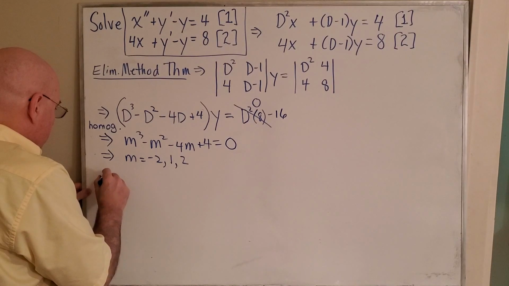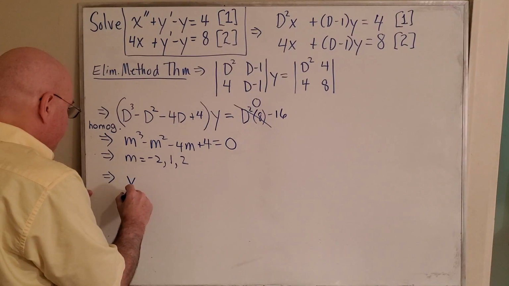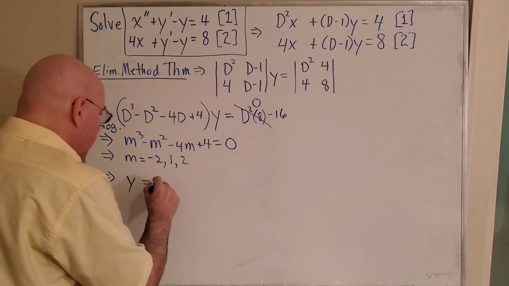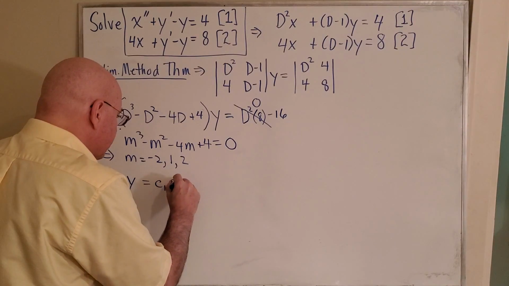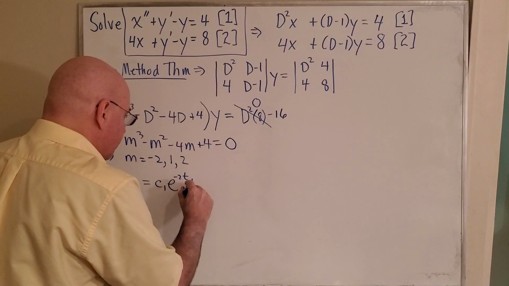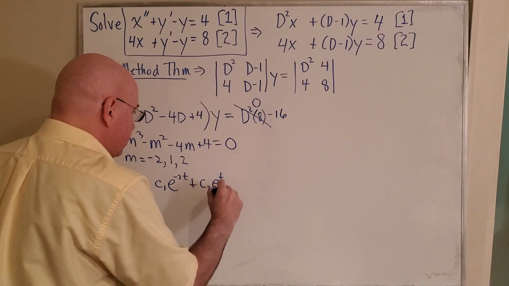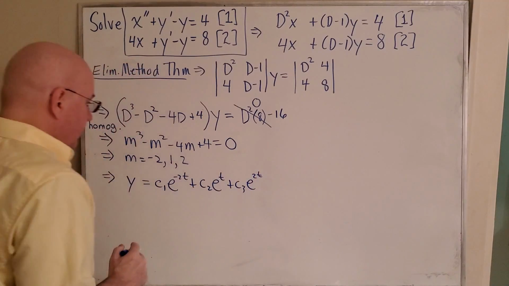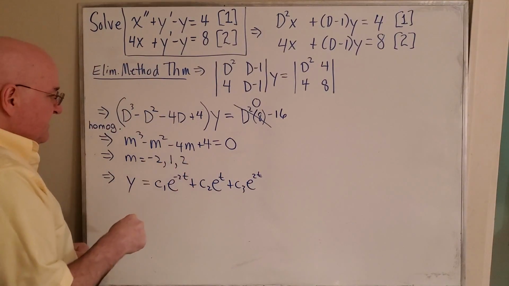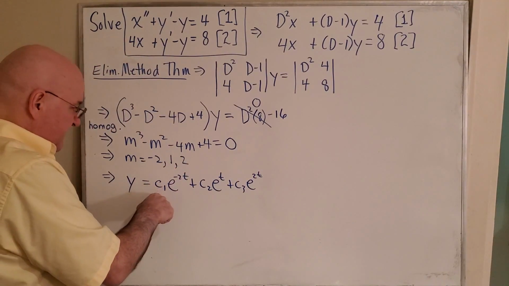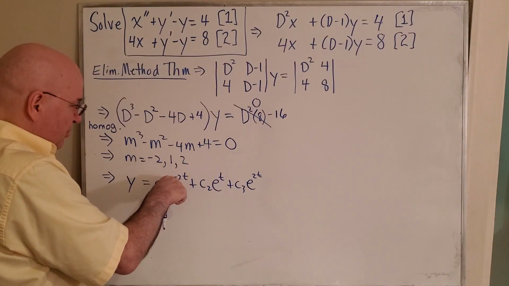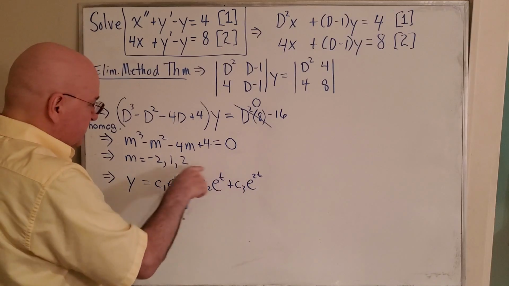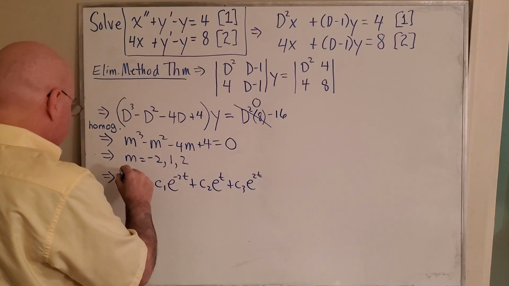So based upon that, again, I skipped a little bit of factoring and algebra there. We know that y of t is equal to c1 e to the negative 2t plus c2 e to the t plus c3 e to the 2t. And again, since it's 3 distinct roots, we simply put a ci e to the root times t: the first one is this one, and the next one is this one, and the next one is this one. I'll go ahead and put a box around it.